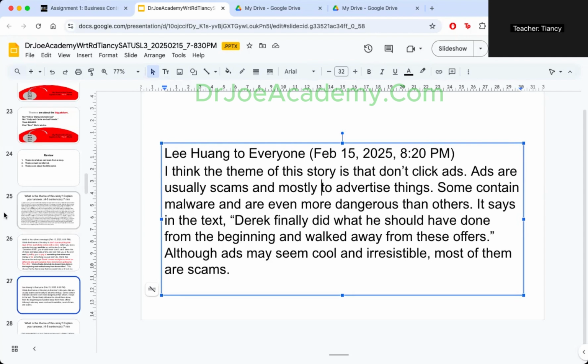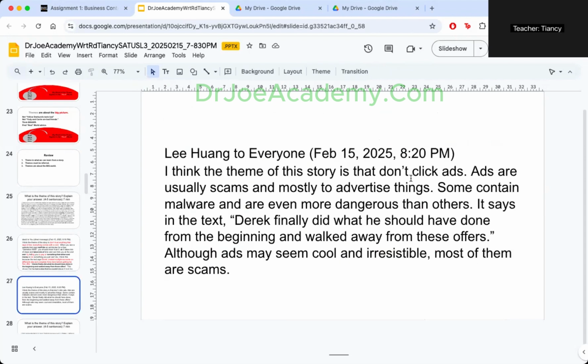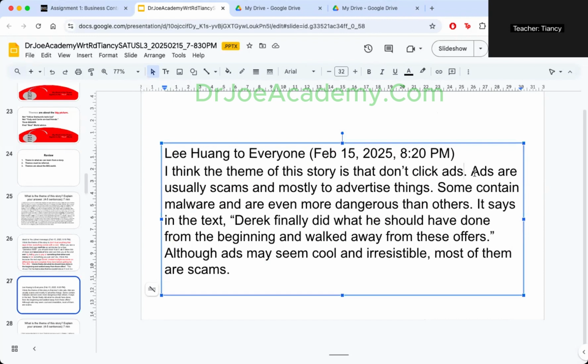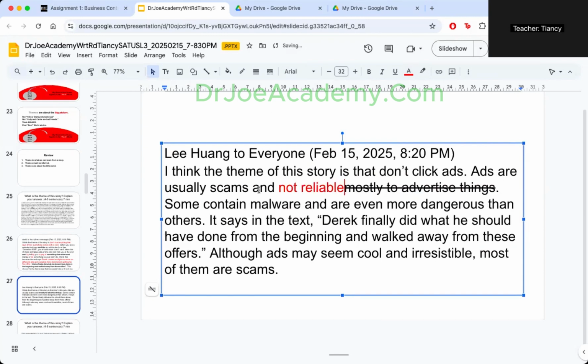That's fair enough. David, the only reason I chose yours is because you're talking about how it takes a long time. So I want to emphasize that don't trust anything that says it's free. So don't click ads that you don't know, or that's fine as well. Ads are usually scams and not reliable. We should say that instead. Not reliable. Some contain malware and are even more dangerous than others. It says in the text, Derek finally did what he should have done from the beginning.